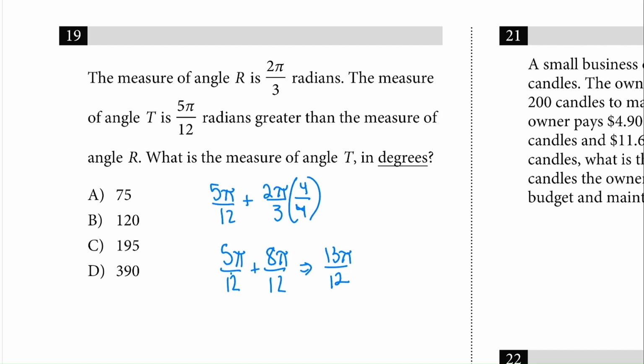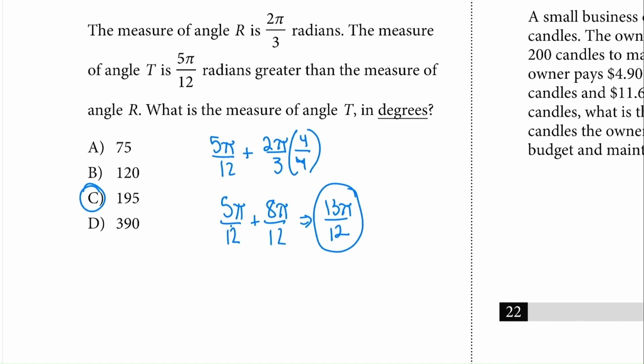Now, I want to point something out here. This is greater than 1 pi. 1 pi is going to be 180 degrees. Now, it's not much over 1 pi. So my estimation is that it's going to be option C, but let's just double check.